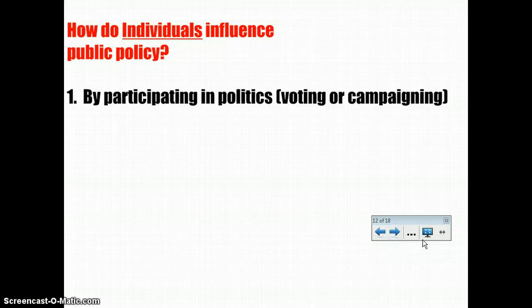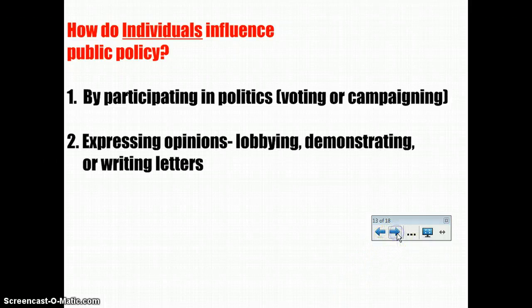The first way individuals influence public policy is by participating in politics, by getting out and voting or helping during a political campaign. So staying involved and participating involves us as individuals in public policy. The first example seems a bit self-explanatory, a little obvious, that by participating we are helping to influence lawmaking.